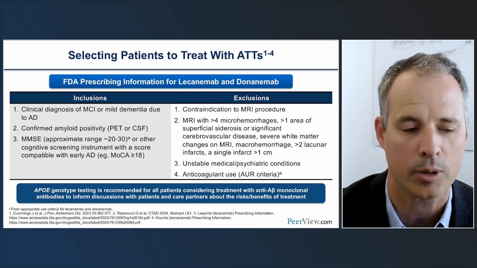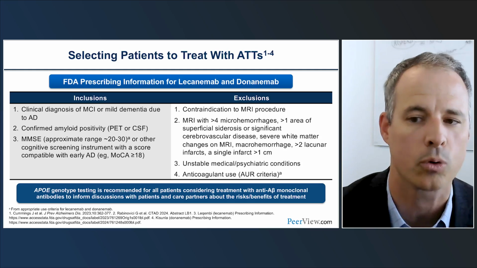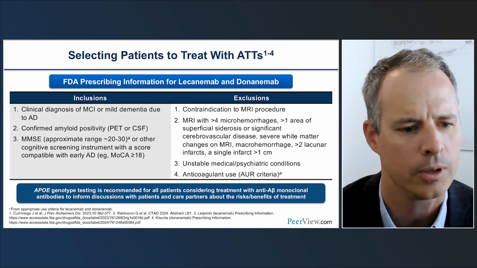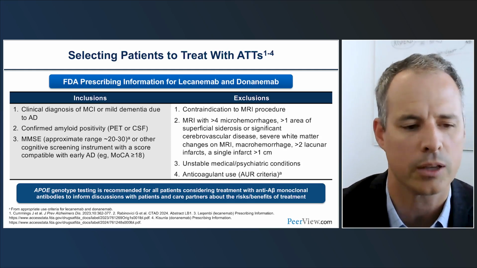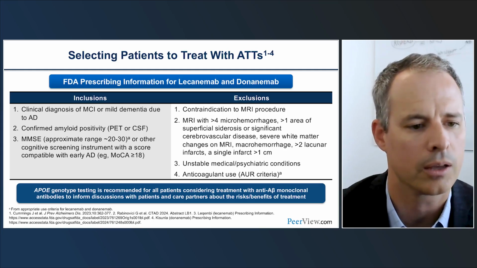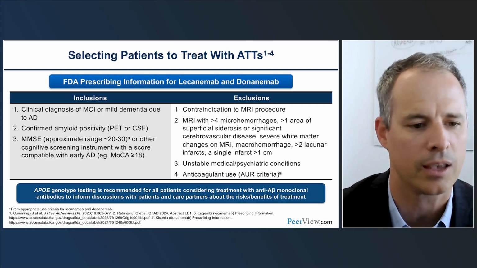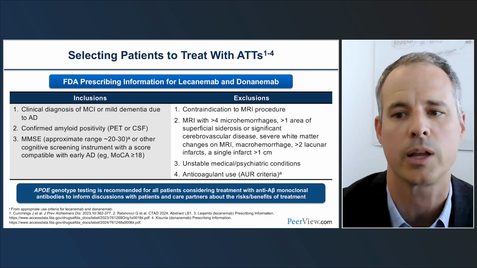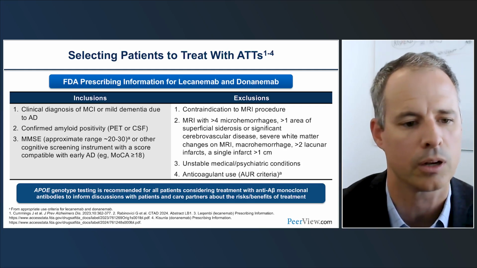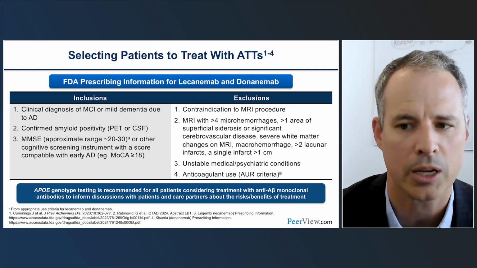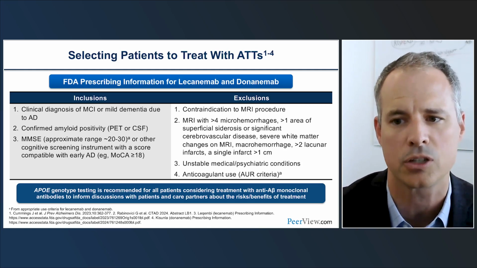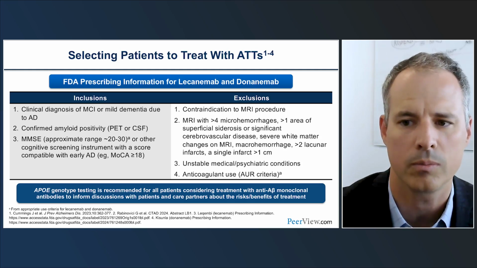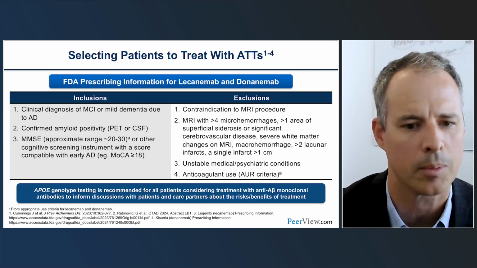They must have confirmed amyloid positivity, which is done usually with amyloid PET or with CSF biomarkers, such as a p-tau 181 to a beta 42 ratio. And they should meet certain criteria on cognitive testing. So in general, a range on the mini mental status tests between 20 and 30 is what was used. In fact, both trials use slightly different ranges, but at our center, we generally use a cutoff of around 20 to include patients, although this may vary somewhat in patients that have aphasia or other factors that might influence their test. You can also use instruments such as the MoCA instead of the MMSE.